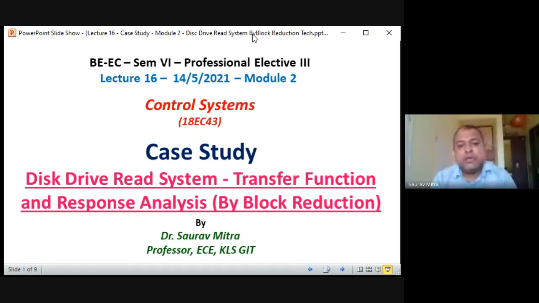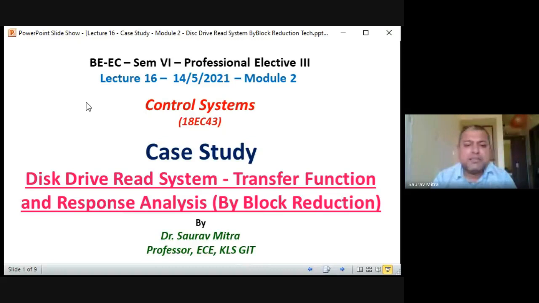So today, whatever we are doing, it is also a disk drive read system. That means it is a rotatory motion kind of system, and we have seen how to model a rotatory system. We have seen there is inertia, there is rotating friction, there is angular velocity, and all those things. How to put all these things together to model a physical system.